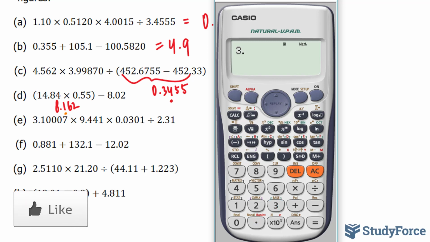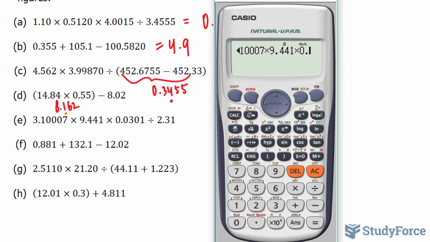So 3.1007 times 9.441 times 0.0301 divided by 2.31 gives us the answer of 0.381.